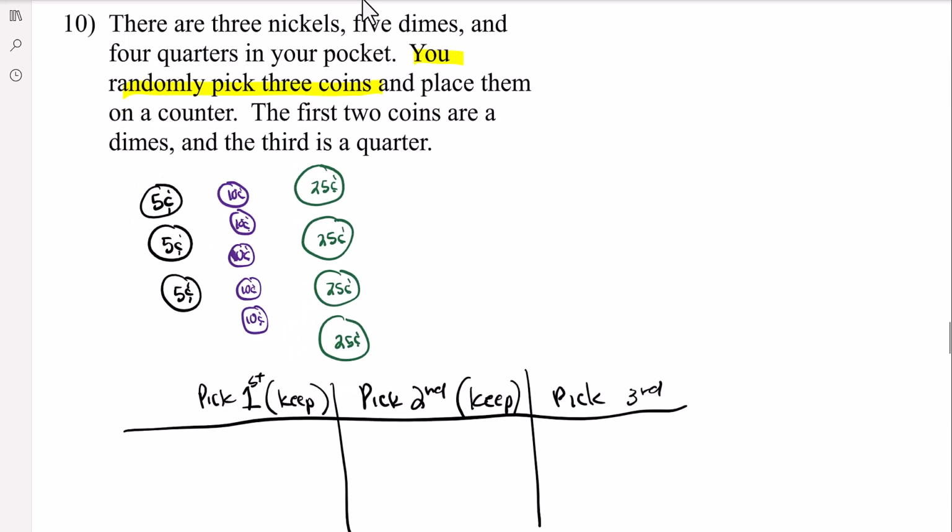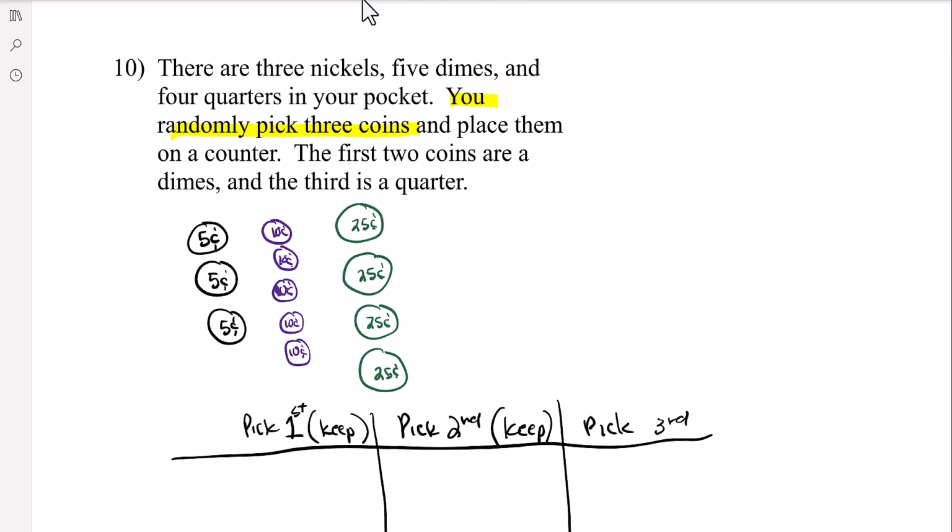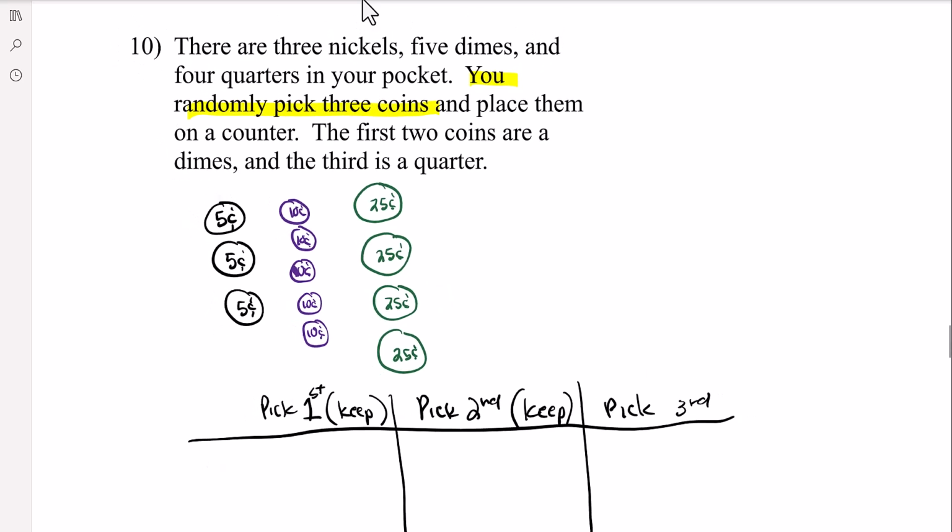All right. And I would recommend having some fake coins, or making sure you have those coins, or a diagram like this. There are 3 nickels, 5 dimes, 4 quarters in your pocket. Now, the interesting thing about this, it's very difficult to randomly pick out coins because quarters are much bigger than nickels and dimes are the smallest. So I think that this is kind of a poor example. But you randomly pick 3 coins and place them on the counter.